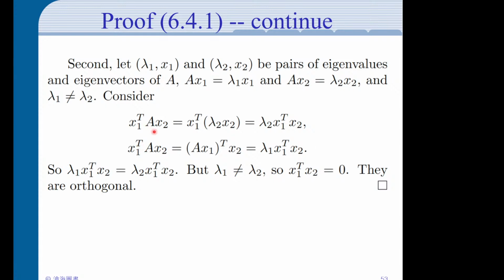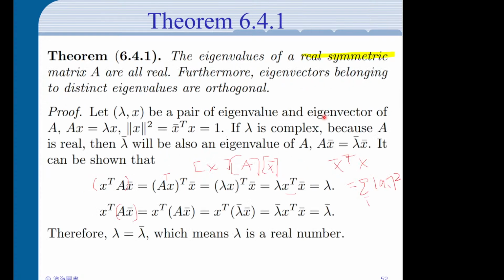First you apply A on x2. Since x2 is an eigenvector of A, you just get lambda 2 x2. So this is lambda 2 times x1 transpose x2, which is basically the inner product between x1 and x2.